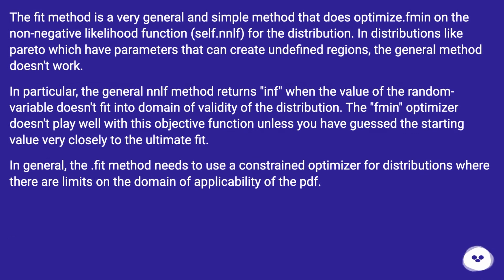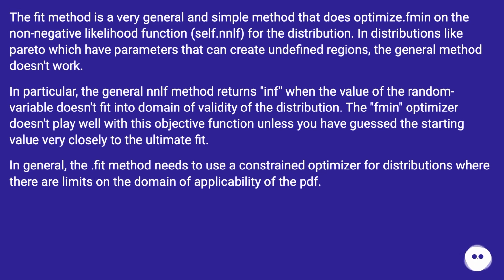The fit method is a very general and simple method that does optimize.fmin on the negative log-likelihood function, self.nnlf, for the distribution. In distributions like Pareto, which have parameters that can create undefined regions, the general method doesn't work. In particular, the general nnlf method returns inf when the value of the random variable doesn't fit into the domain of validity of the distribution. The fmin optimizer doesn't play well with this objective function unless you have guessed the starting value very closely to the ultimate fit.